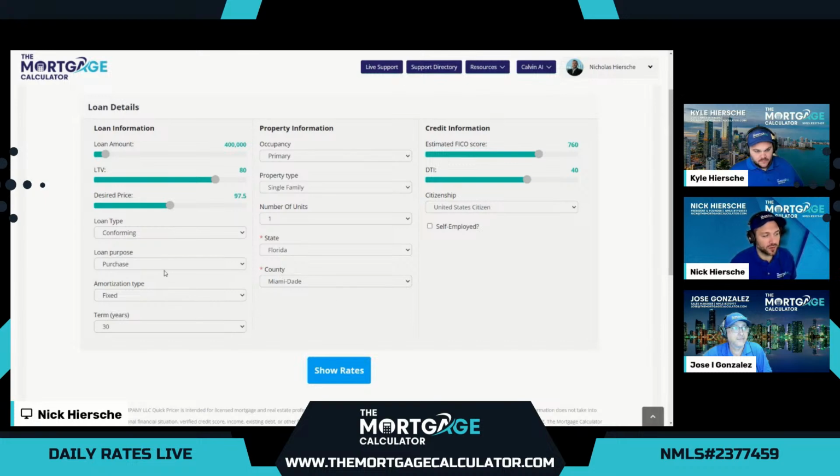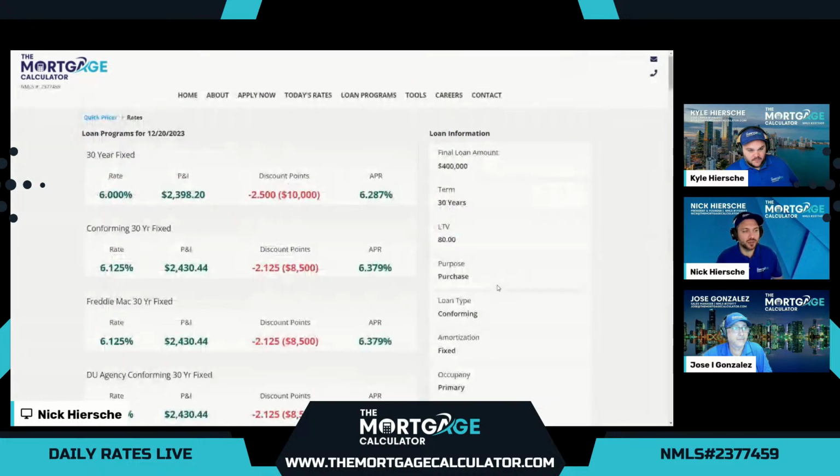We'll start with conforming conventional. We'll do a purchase, 30-year fixed loan, primary occupancy, single-family home, 1 unit, state of Florida, county of Miami-Dade. And for all the demos, we use an estimated credit score here of 760 and an estimated debt-to-income ratio here of 40%. So with these settings, as we do every morning, let's check out the rate options.